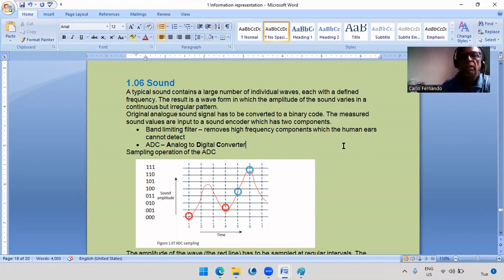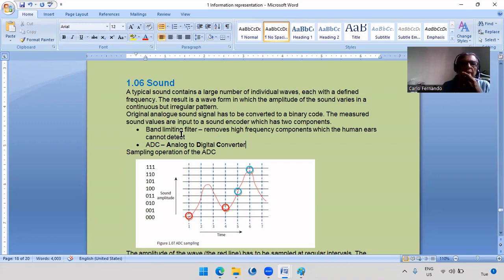That's called the encoder. The sound encoder has two components. One is the band limiting filter, which removes high frequency components which the human ears cannot detect. You already know the frequency range that humans can hear. Dogs can hear more, the high-pitched sounds and all that. But just because we don't hear it, it doesn't mean that the mic doesn't hear. The mic gets all that and then converts it.